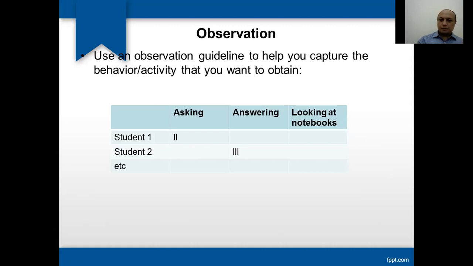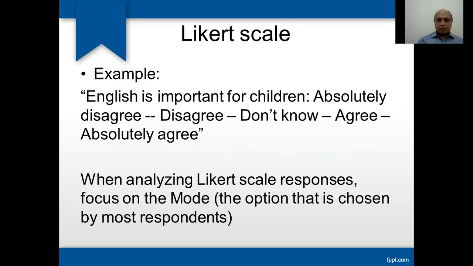Okay, that's observation. Likert scale is, for example, you have a statement like this: English is important for children, and then you have a range of options: absolutely disagree, disagree, don't know, agree, and absolutely agree. Your respondents have to choose one of them. If they agree with that issue, they select agree. Otherwise, they select disagree. If they don't know about that issue, maybe they don't care, they select this one.